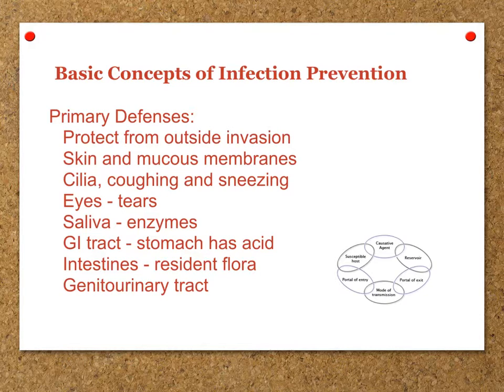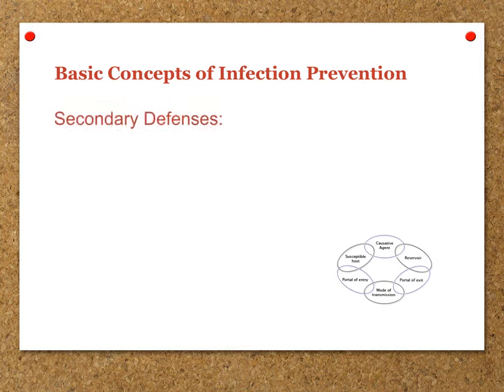Okay, so now we'll move on to secondary defenses. Now your secondary defenses are non-specific. They're not like antibodies that only fit one organism. But what happens if the primary defenses are not enough? If the microorganism makes it over that wall, the secondary defenses are just going to kill whatever comes in.